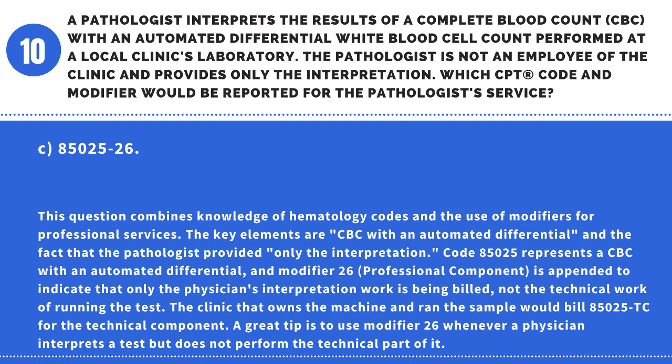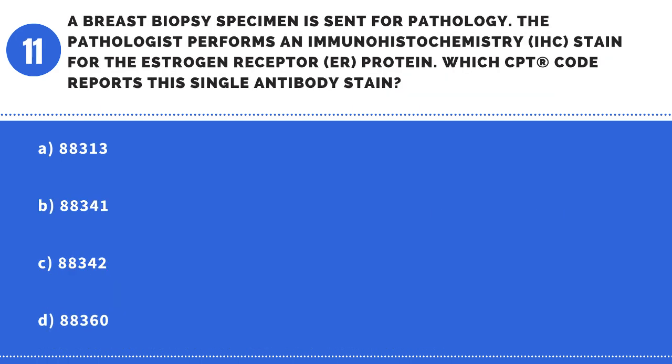part of it. Question 11. A breast biopsy specimen is sent for pathology. The pathologist performs an immunohistochemistry, IHC, stain for the estrogen receptor, ER, protein. Which CPT code reports this single antibody stain? A. 88313. B.